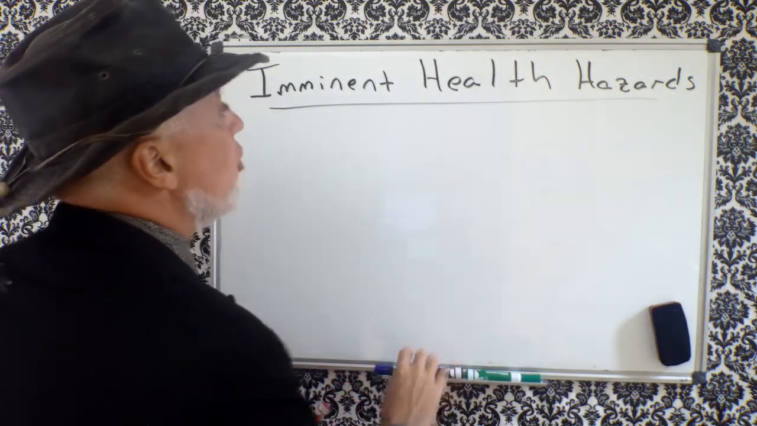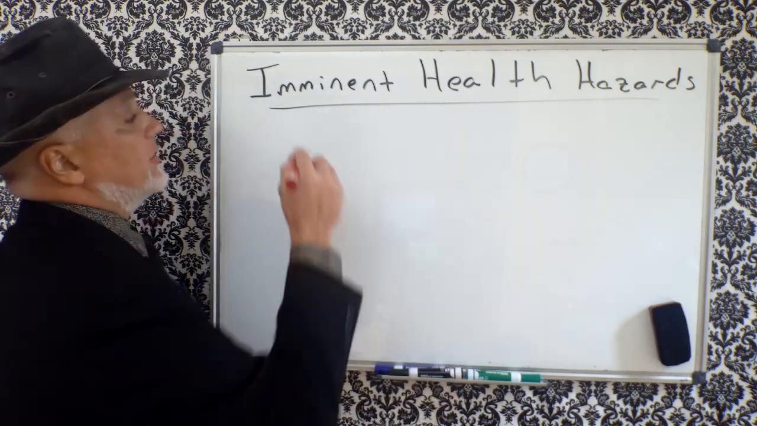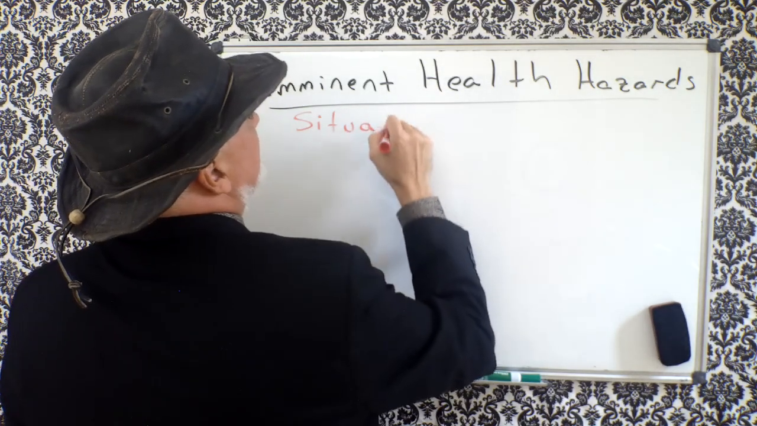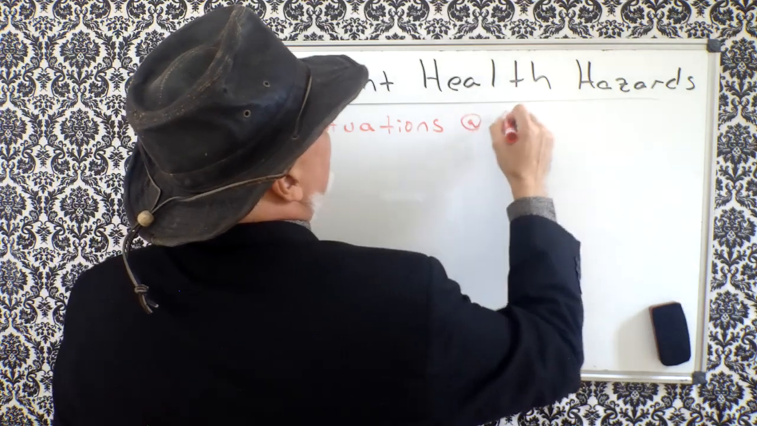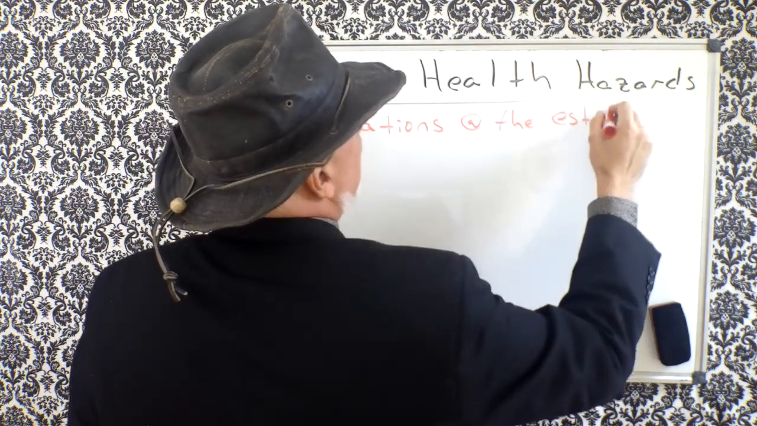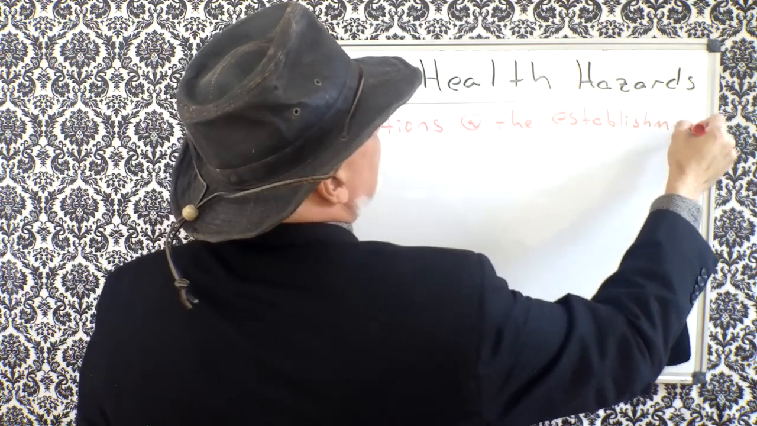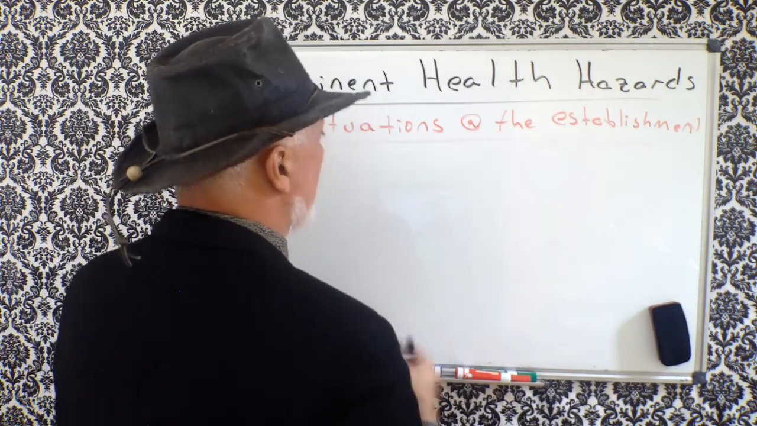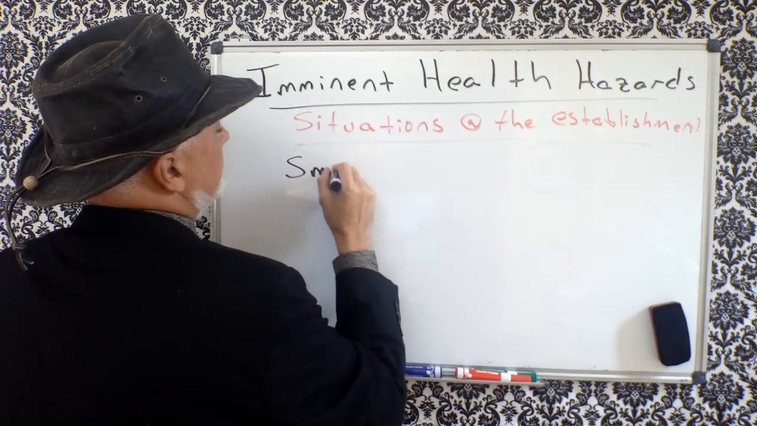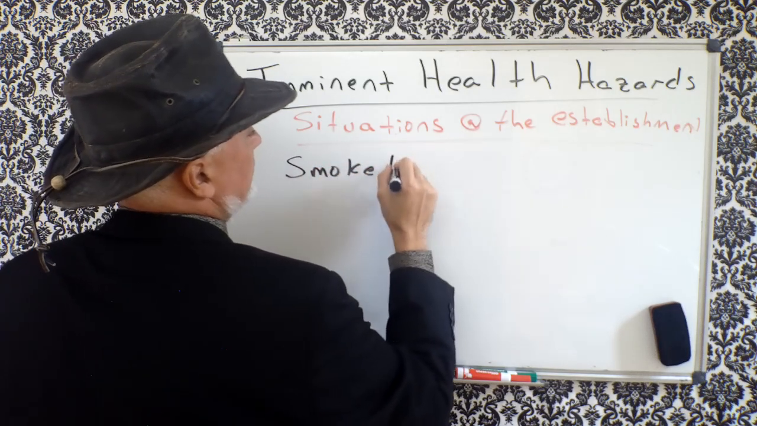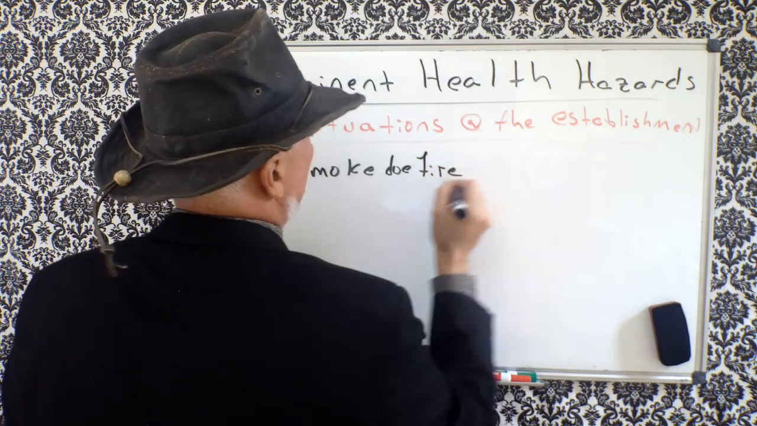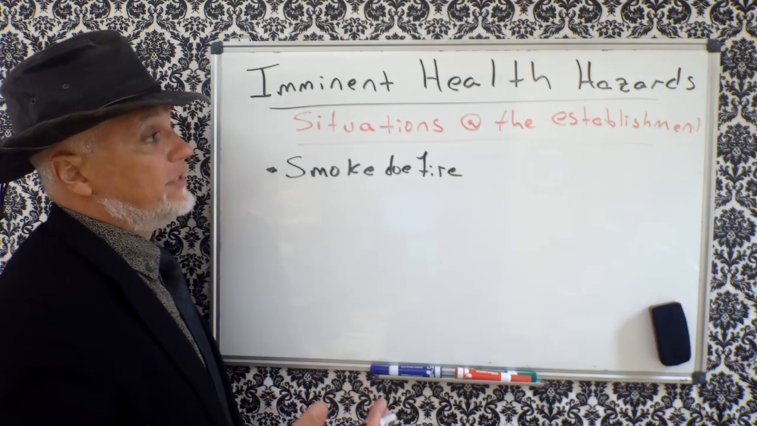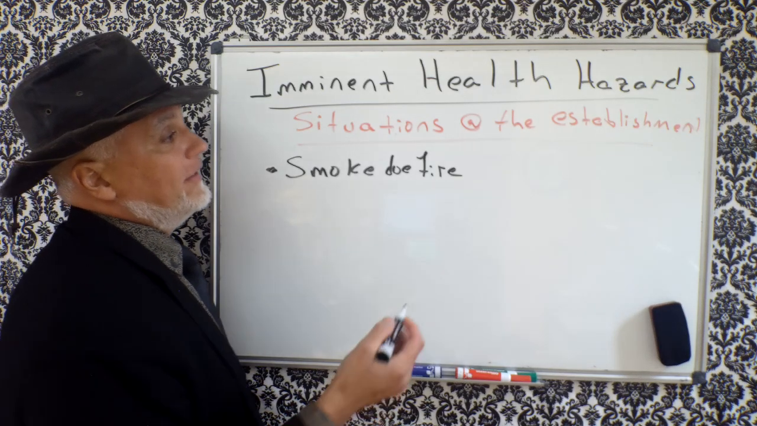So imminent health hazards. We are talking about situations in your restaurant, right? Situations at the establishment. So what are some examples of imminent health hazards? We are talking about smoke, right? Due to a fire, due to potentially a fire, not necessarily, right? But the dining area is filled with smoke that could potentially set you up for an imminent health hazard.